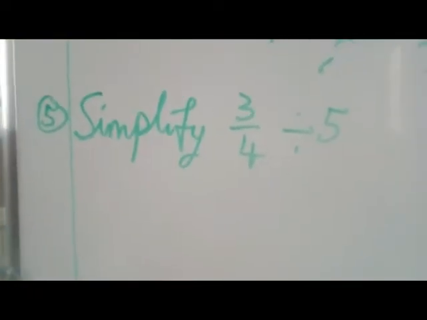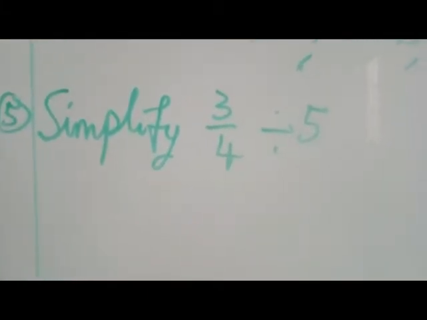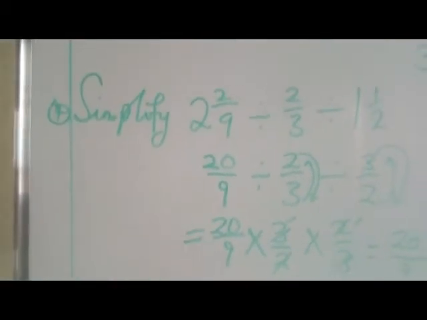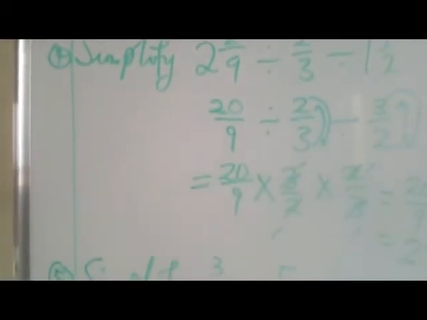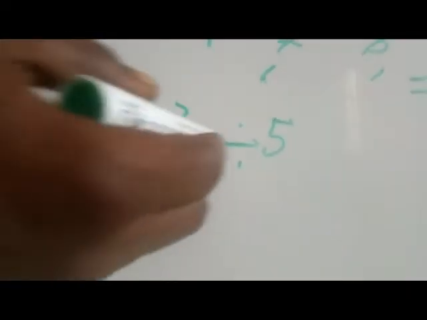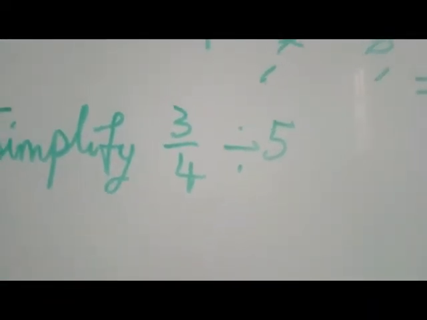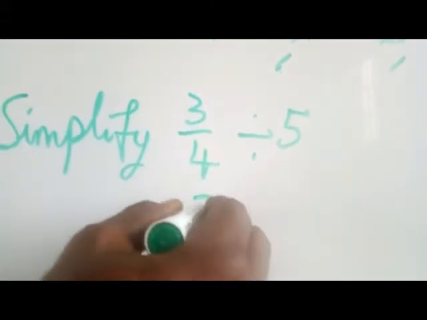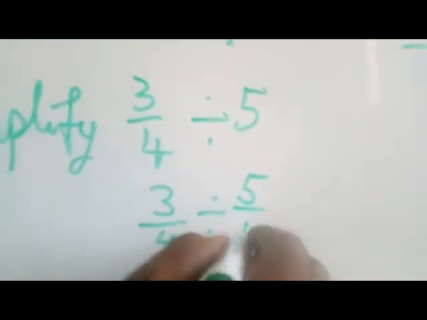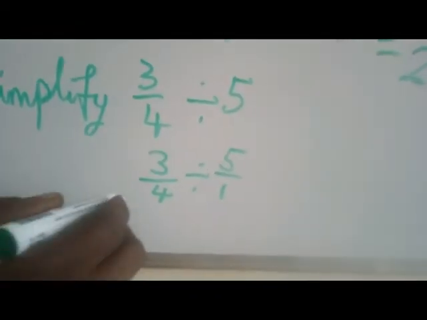Alright, let's look at example 5. Example 5 is very simple. We can compare example 5 with example 1, but the only difference is that this one has a division sign, while example 1 has a multiplication sign. So you can remember what I told you, that when you see a whole number, for you to make it a fraction, you divide it by 1. So please take note of that. So this becomes 3 over 4 divided by 5 over 1. So both sides now are in fraction form.